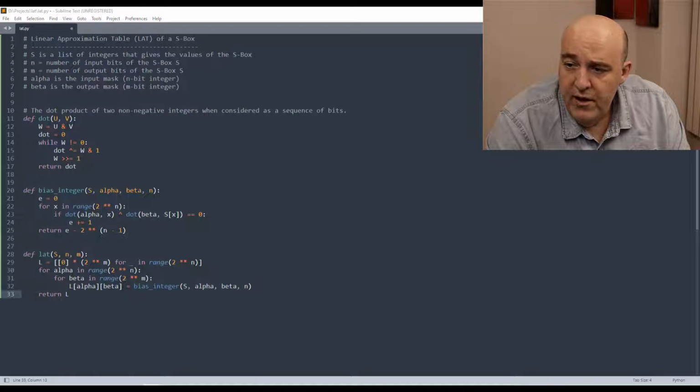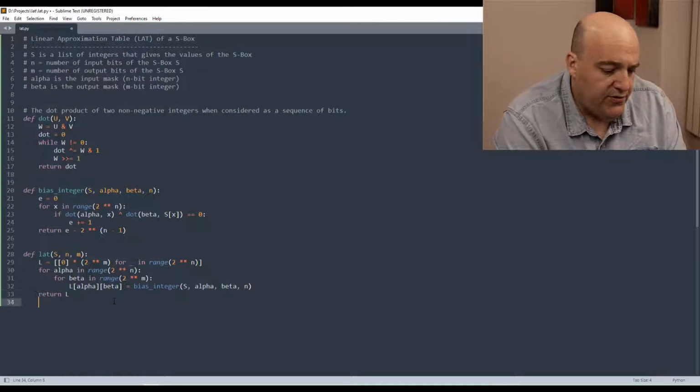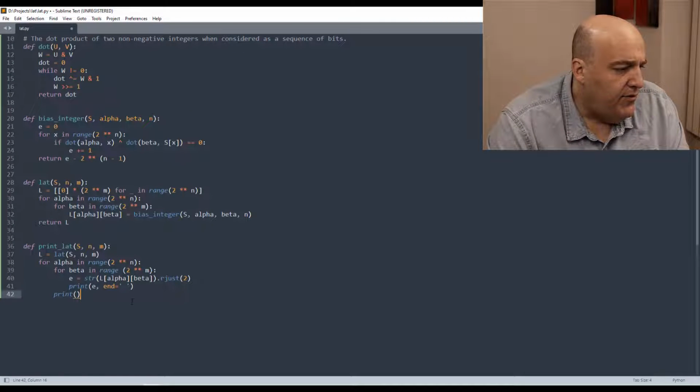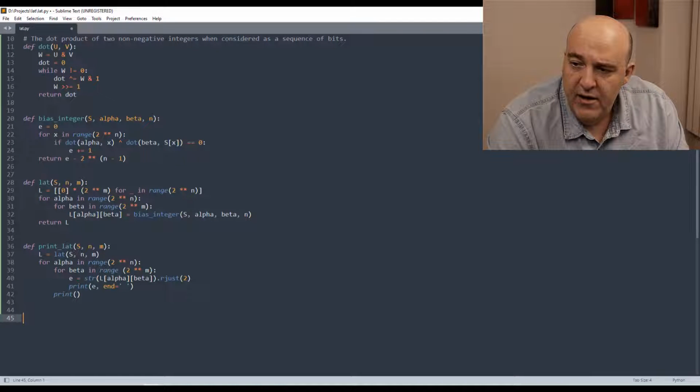Now we can print the LAT to the screen. Why don't we just try that? That'll be with this code here. We can print it to the console. And why don't we put in Haze S-box there and see how that looks. So Haze S-box is given by this.